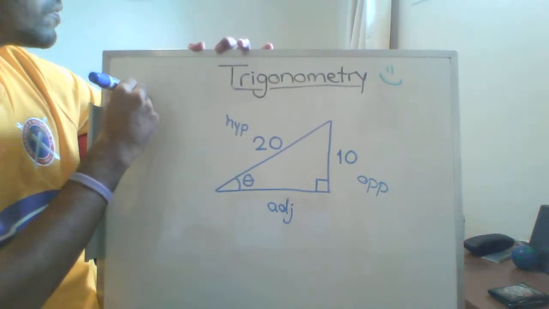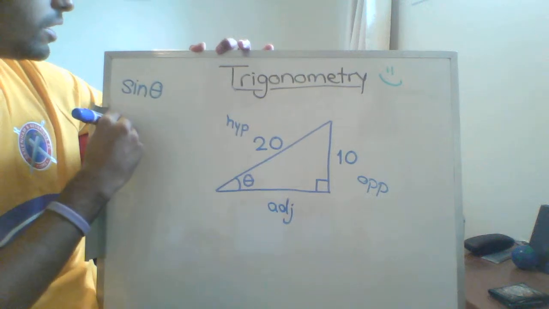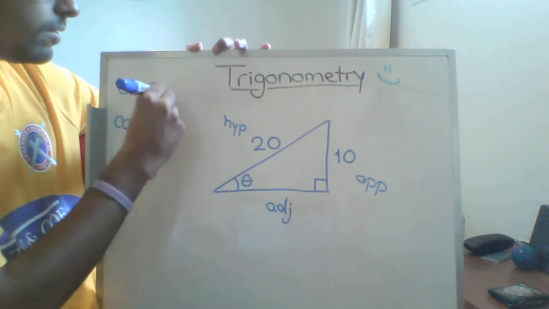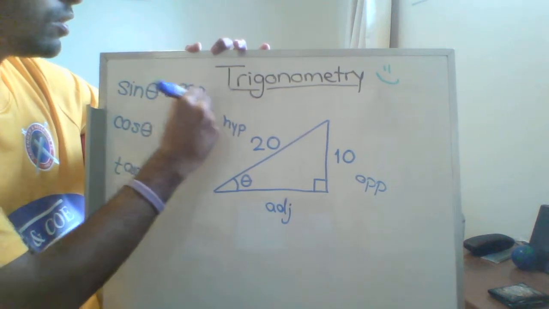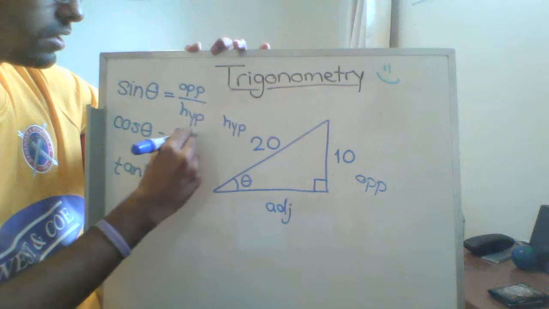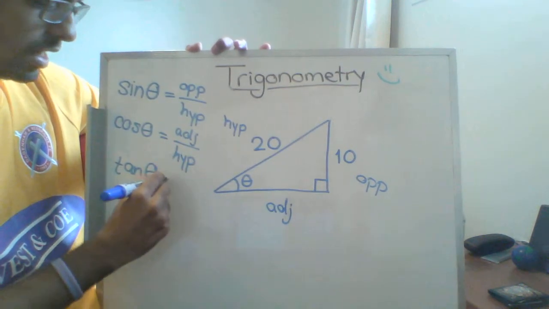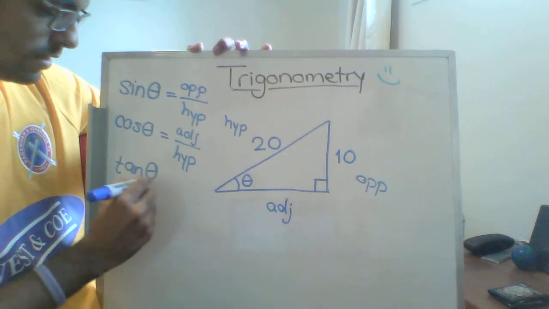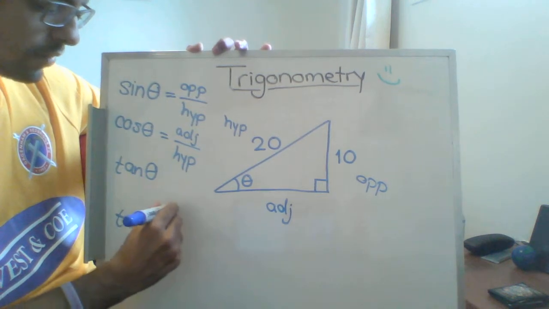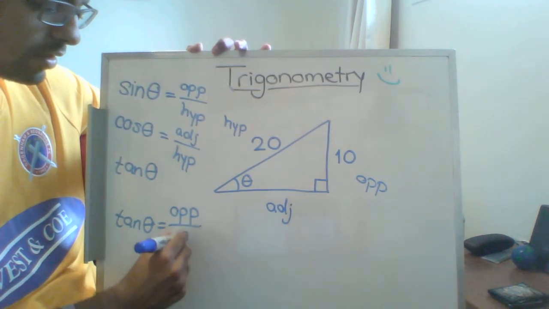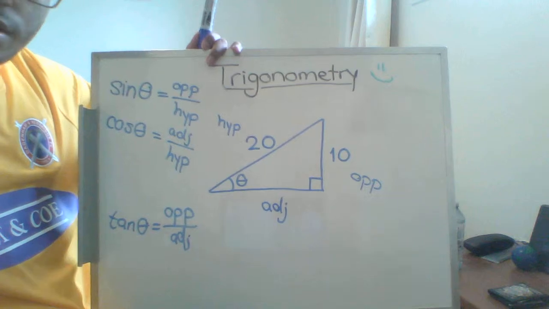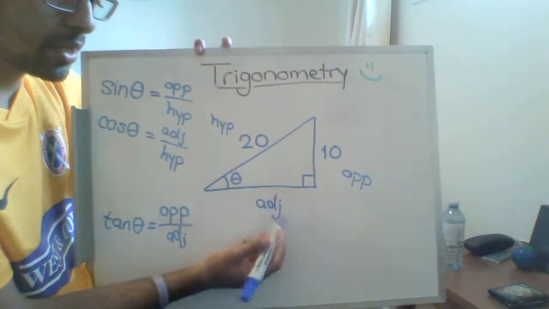And we talked about our three trigonometric functions: sine theta, cosine theta, and tangent theta. So sine theta is opposite over hypotenuse. Our cosine theta value is adjacent over hypotenuse. And our tangent theta value is, I'm going to move this down, tan theta equals opposite over adjacent.